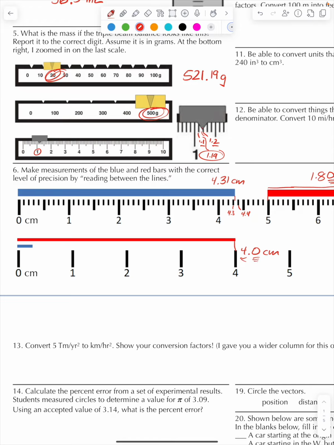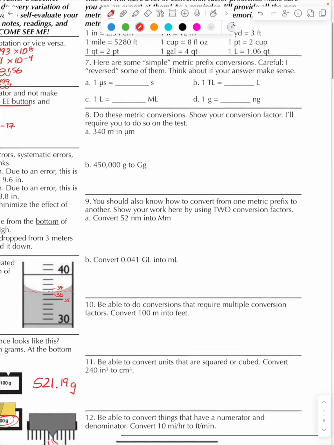So we write 4.0. Now this blue one, yeah, it's about right there. That's about a third of the way to the 1 maybe. So I'm going to go ahead and say 0.3 centimeters. And again, notice I'm going to the tenths place because the smallest markings are the 1's place. All right, we'll keep going.